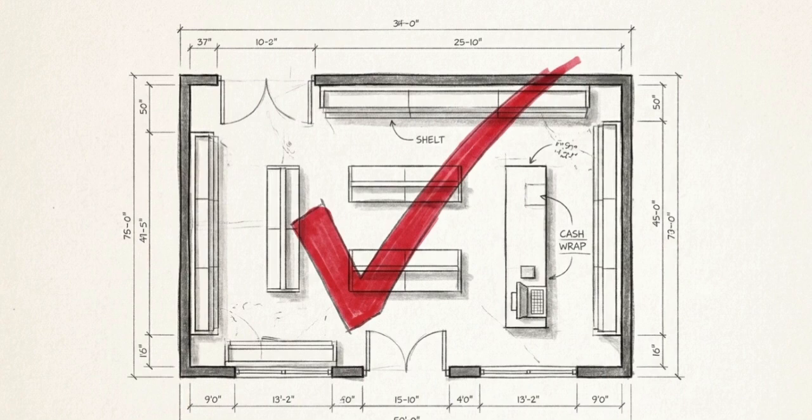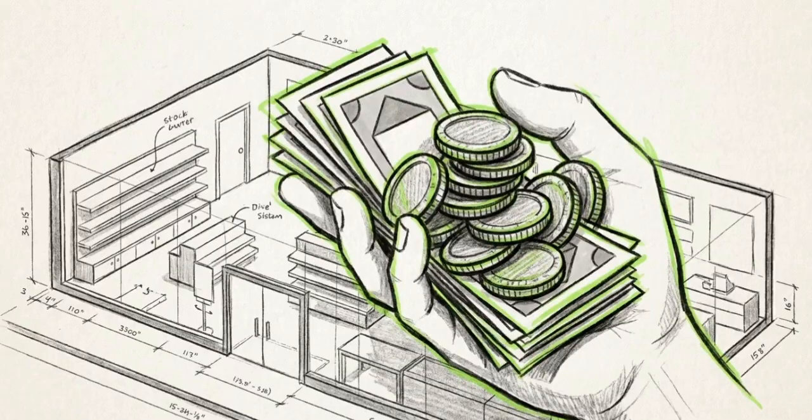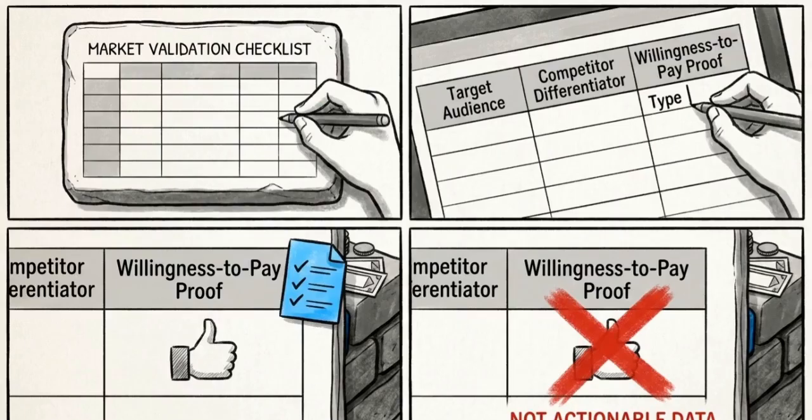Step 1 is market validation. You must objectively prove that your target audience actually wants your product before you allocate capital to build it. Create your first spreadsheet tab and type out 3 column headers: target audience, competitor differentiator, and willingness to pay proof. Look closely at this highlighted column.